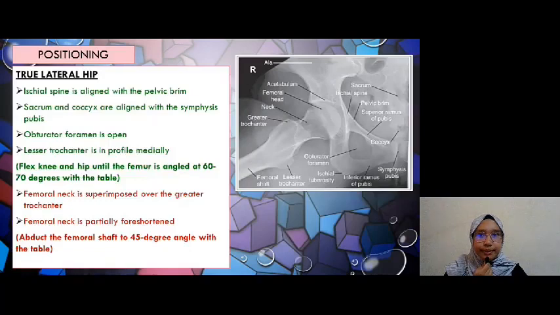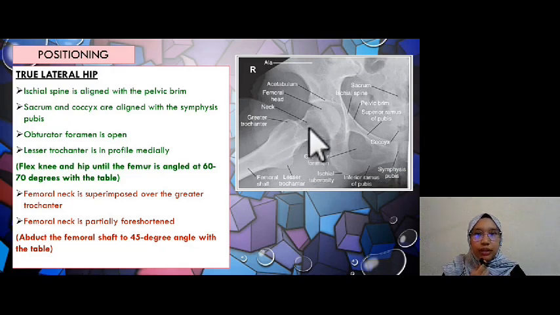Okay, next, positioning. Okay, this is the positioning criteria for true lateral hip. First point, ischial spine is aligned with pelvic rim. Sacrum and coccyx are aligned with symphysis pubis. Obturator foramen is open. Lesser trochanter is in profile medially. These four criteria that I have bolded with green color refer to the patient that flexes knee and hip until the femur is angled at 60 to 70 degrees with the table. Okay, next, femoral neck is superimposed over the greater trochanter.